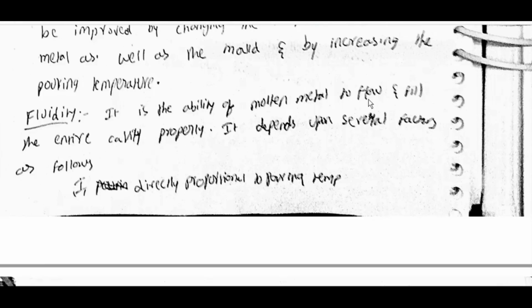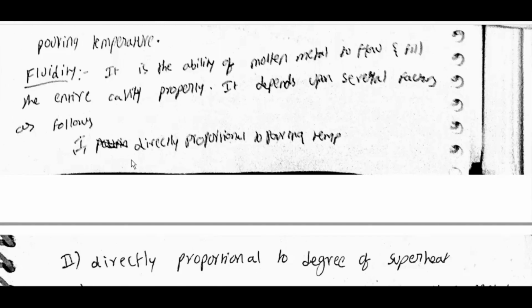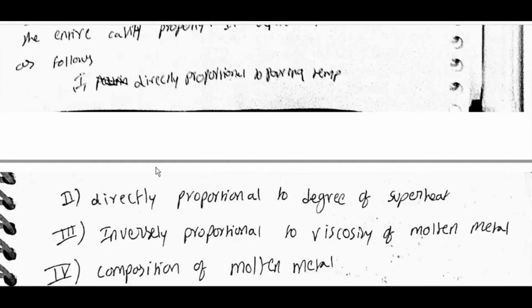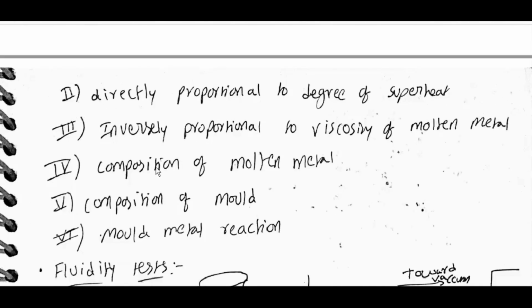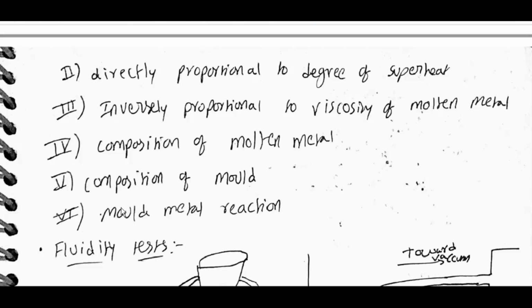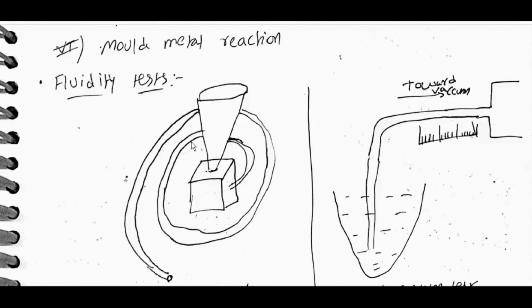Fluidity is the ability of molten metal to flow and fill the entire cavity properly. It depends upon several factors as follows: directly proportional to pouring temperature, directly proportional to degree of superheat, inversely proportional to viscosity of molten metal, composition of mold, and metal-mold reaction.